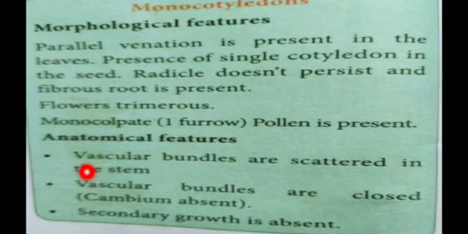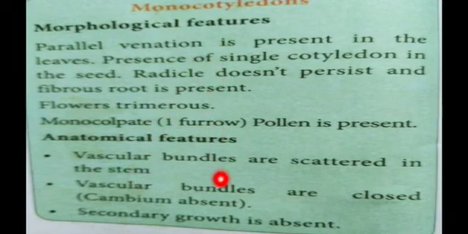Then the anatomical feature: vascular bundles are scattered in the stem. So that is the atactostele type. Already I taught in the types of stele that the atactostele type is present in the monocotyledons. Vascular bundles are closed, so cambium is absent. So secondary growth is absent. So these are the morphological features of the monocotyledons.